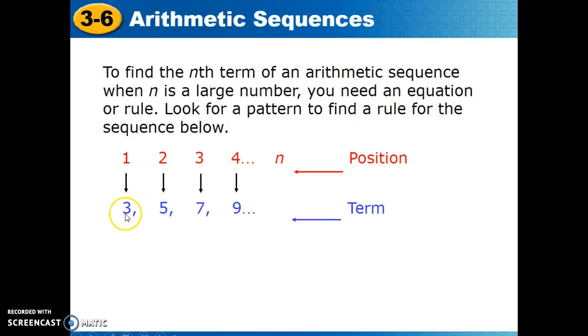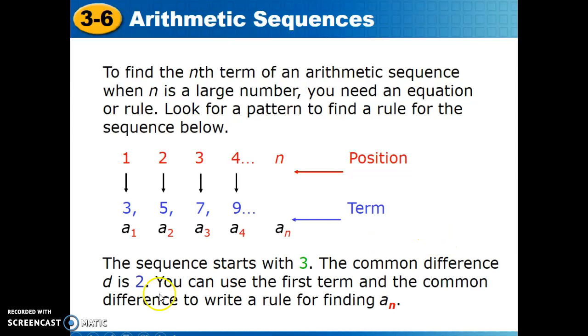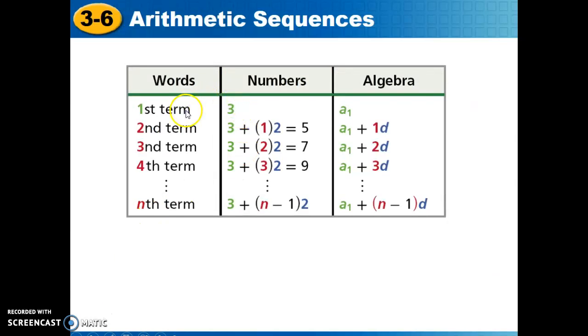Here is our sequence, our arithmetic sequence. This is the number of the term it is. This is the position in the sequence that it holds. We're going to go 1, 2, 3, 4, all the way up to n. The term a sub n is the one we're looking for. Here's how we can think of this. The sequence starts with 3. The common difference is add 2. You can use the first term and the common difference to write a rule for the nth term.